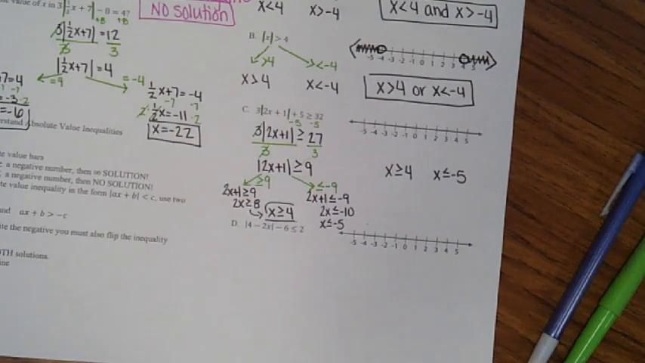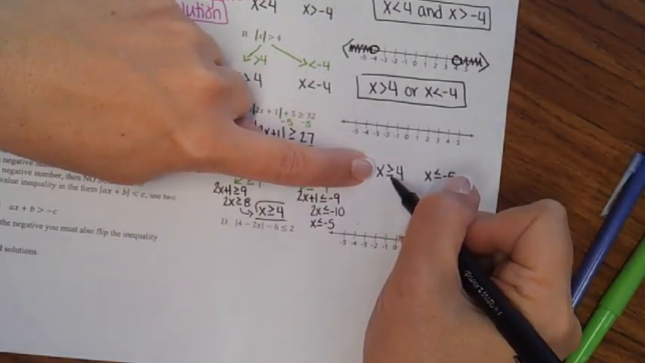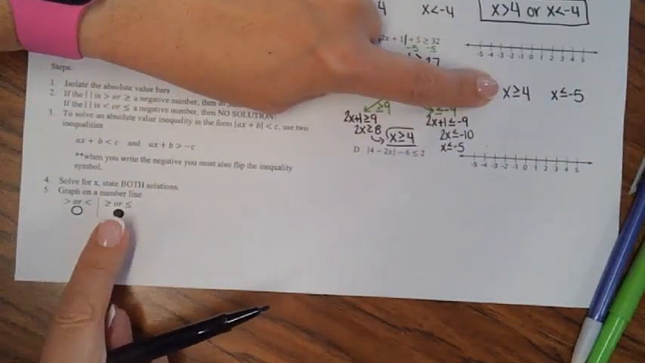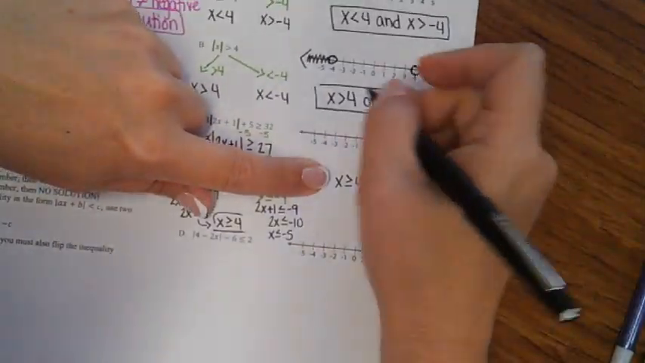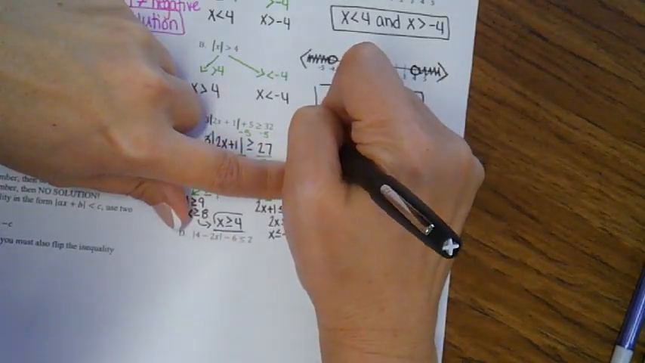Is it going to be an or? Is it going to be an and? So these points both have the equal to underneath their inequality symbol, which means I need to fill that circle in. So we're going to have a solid point at 5 and a solid point at -5.